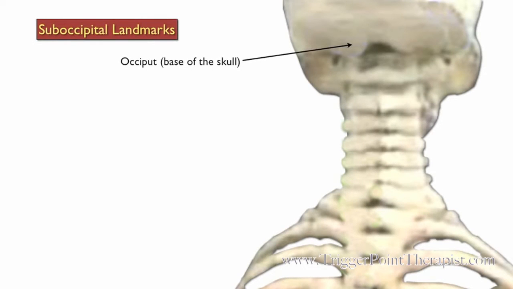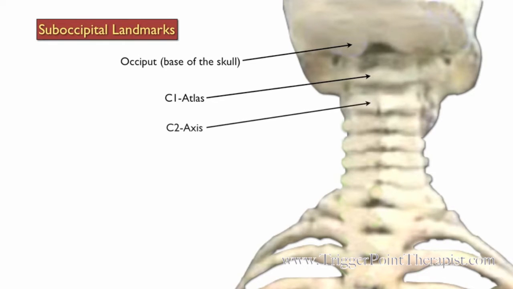Here are the landmarks for the suboccipital muscles. We have the occiput, or base of the skull, the atlas, also known as C1, and the axis, also known as C2.